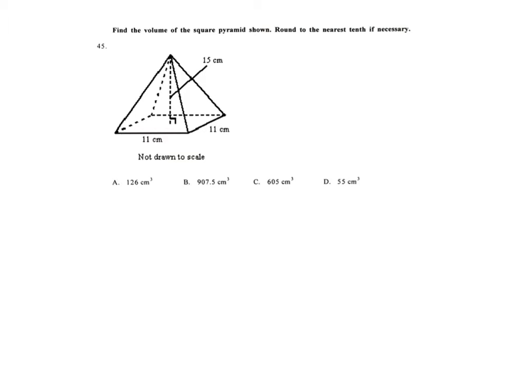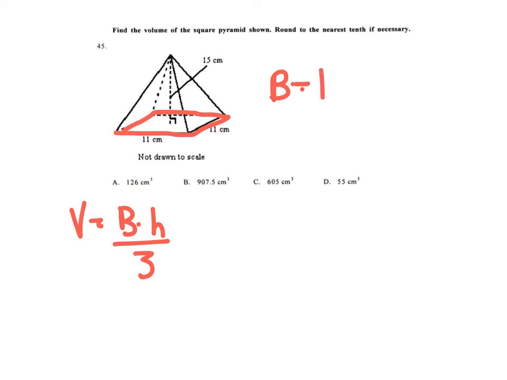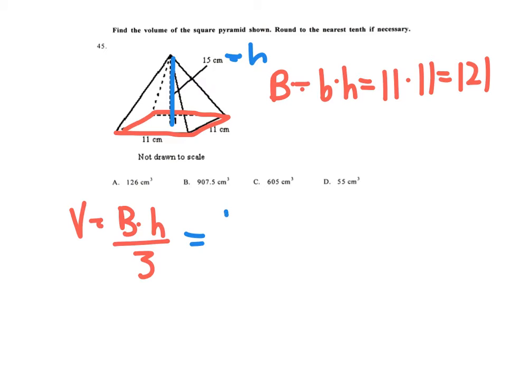Remember, your volume formula for a pyramid is V equals the area of your base times the height, all divided by 3. In our case, my base is a square, so I'm going to do base times height to find the area, which is going to be 11 times 11, which gives me 121. We're in luck because our height is already given to us, h, so we just have to plug in B and h. So we're going to do 121 times 15 divided by 3.